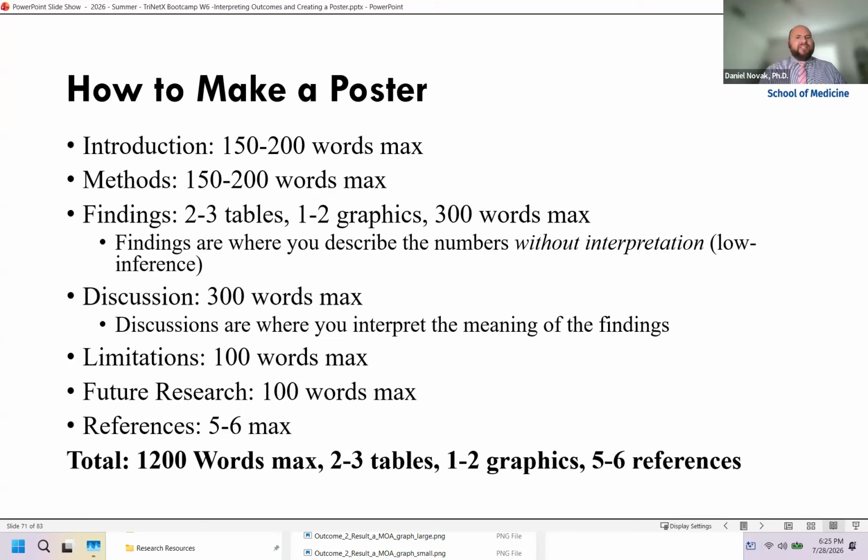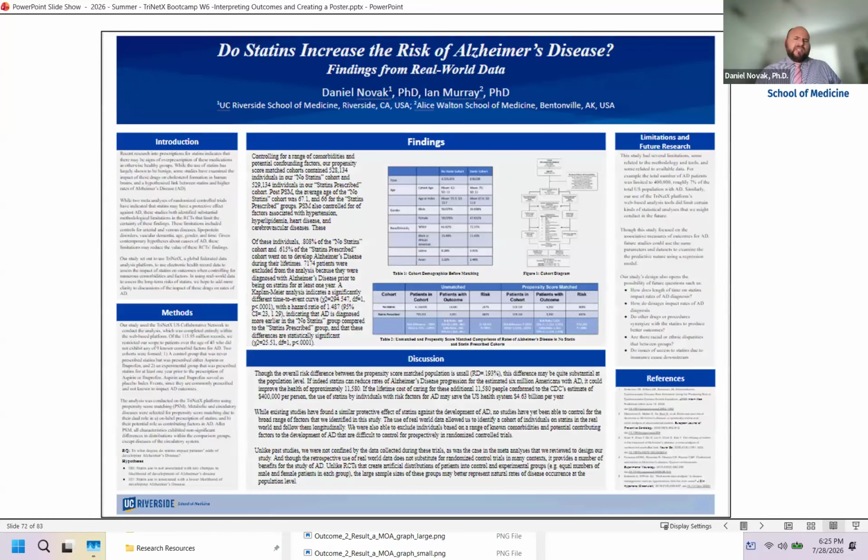No more than a page for some of these, and you generally want to keep your sizes to 24 font if you can. Very large font. And you can see here's one that we did. It's a lot of text on this one, but I think we did do a good job of capturing our findings in a pretty nice way.